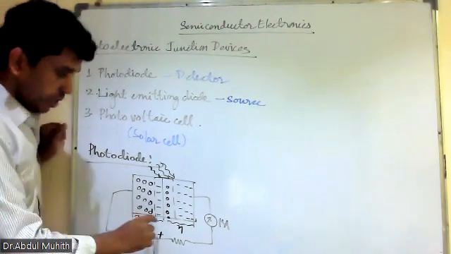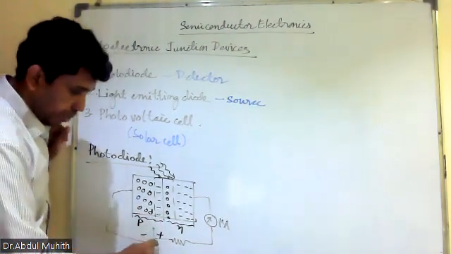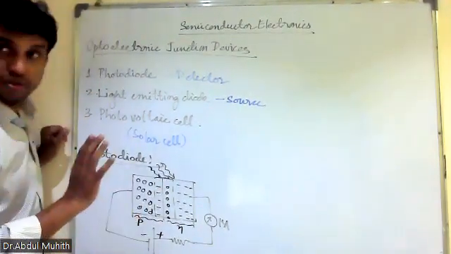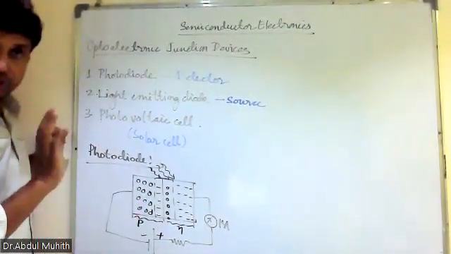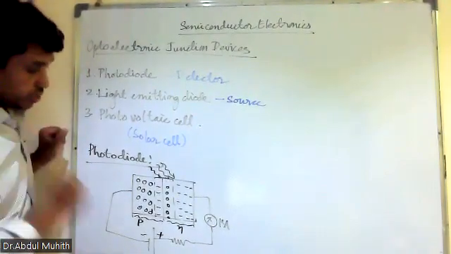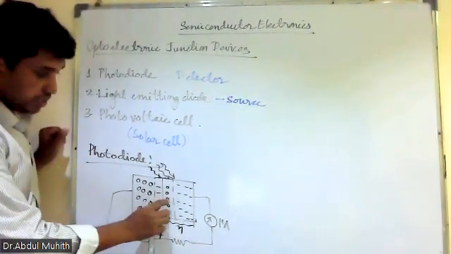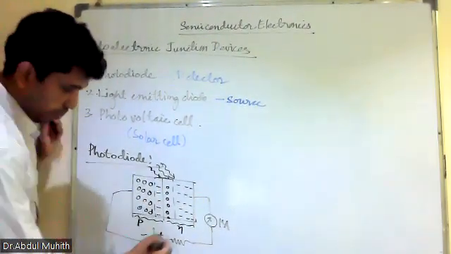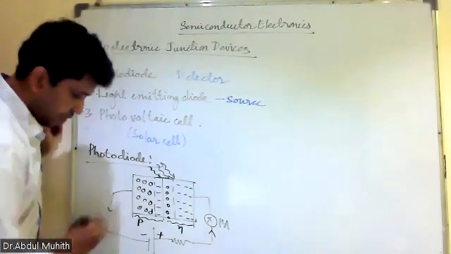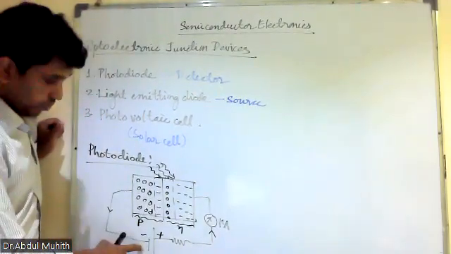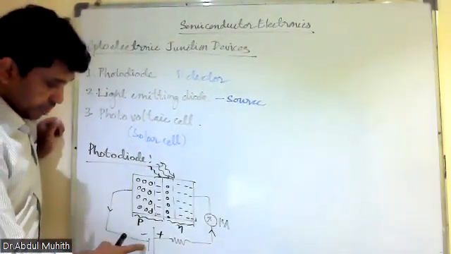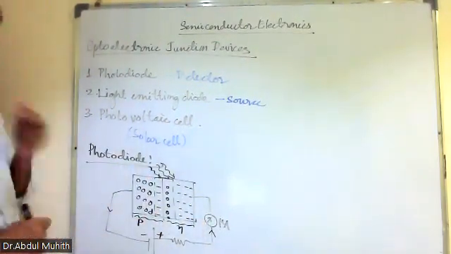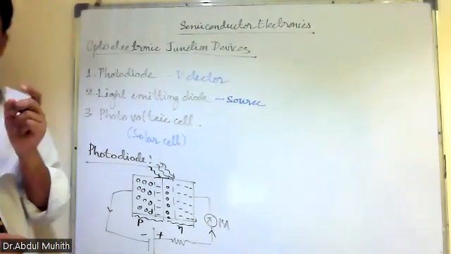So what will happen here? See, P and N is there. We are connecting this only to develop a potential, to make one positive and one negative, only for that purpose, not for the flow of electrons. So what happens when electron hole recombination takes place? Electrons start flowing in one direction. This is positive and this is negative, right? Electrons start flowing from negative to positive. So that is how you can see the deflection in the microammeter. Is that clear?